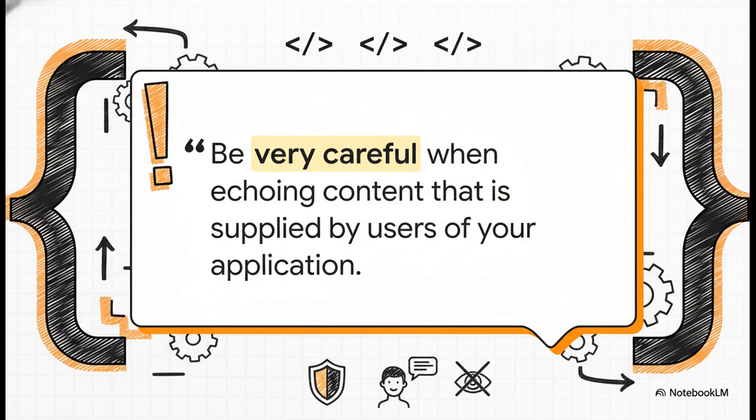And hey, don't just take my word for it. The official Laravel docs are very, very clear about this. They basically say be super careful anytime you're showing content that came from a user. So if it's a comment, a user's bio, anything like that, just stick with the safe double curly braces. It's the right thing to do.